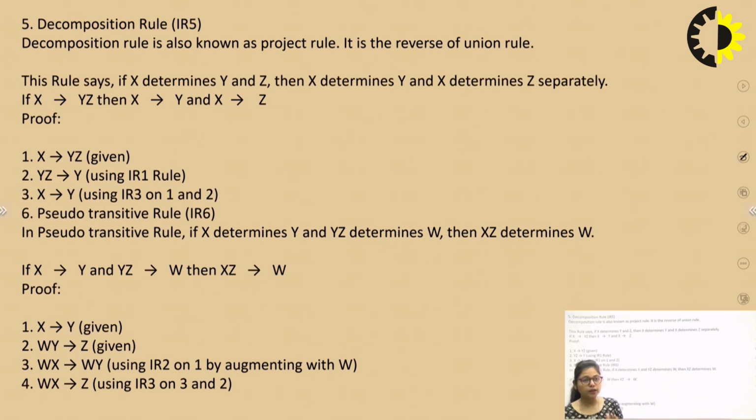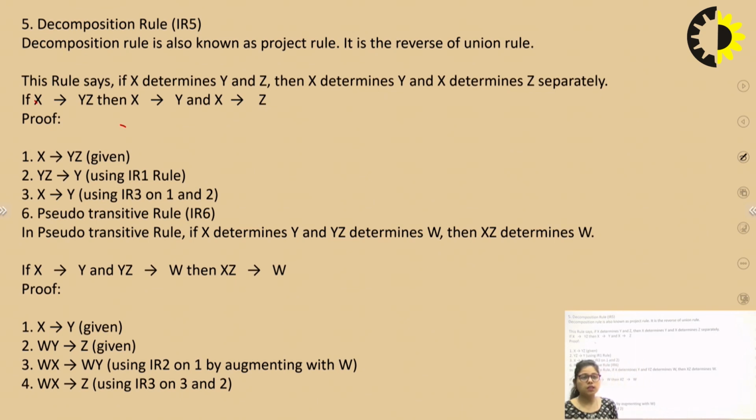In union, we are combining two attributes. In decomposition, we are decomposing. We are dividing one attribute into two or more parts. This rule says that if x determines yz, then x determines y and x determines z separately. We decompose yz into two different functional dependencies. This is called decomposition. The example of this is x determines yz. The other one is yz determines y with the help of the first rule, the reflexive rule. Then x determines y with the help of the third rule. This is the complete example, and this is the proof of the decomposition rule.